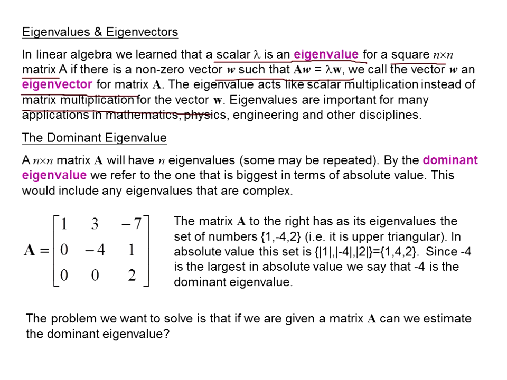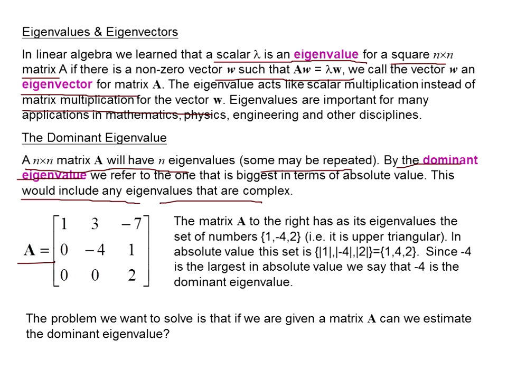Eigenvalues are important for many applications in mathematics, physics, and engineering. So, what is a dominant eigenvalue? An n cross n matrix A will have n eigenvalues, some of which may be repeated. By the dominant eigenvalue, we refer to the one that is biggest in terms of absolute value. This would include any eigenvalues that are complex.